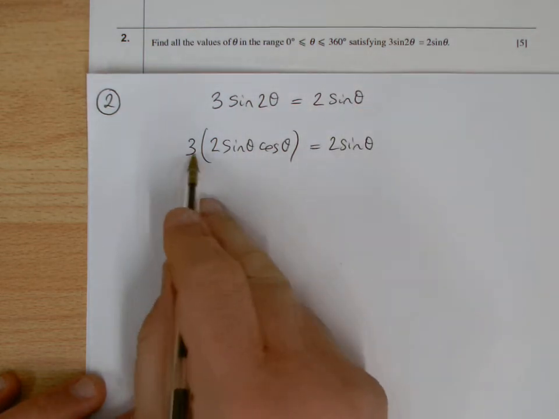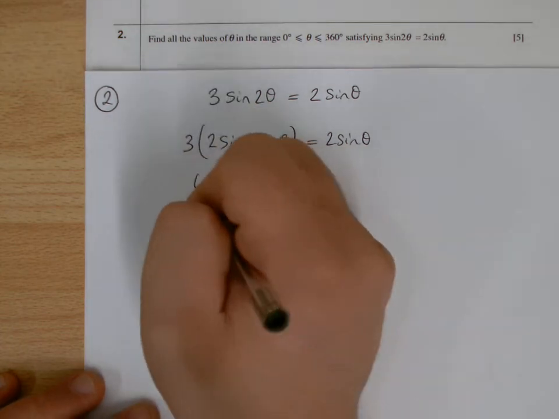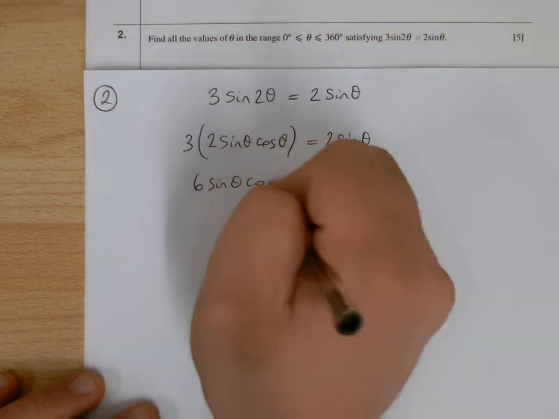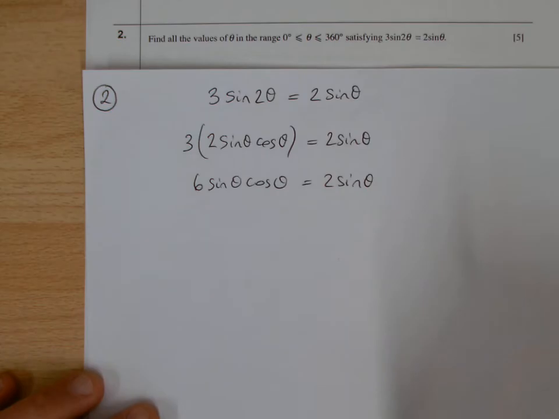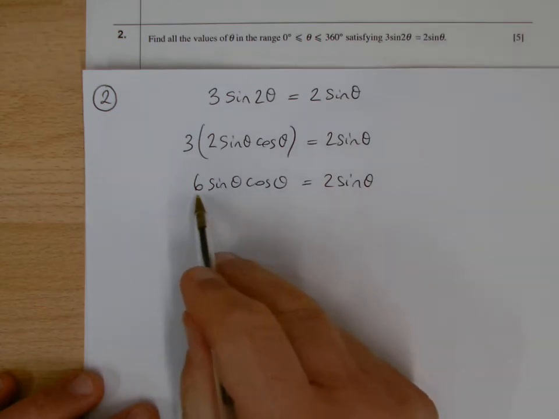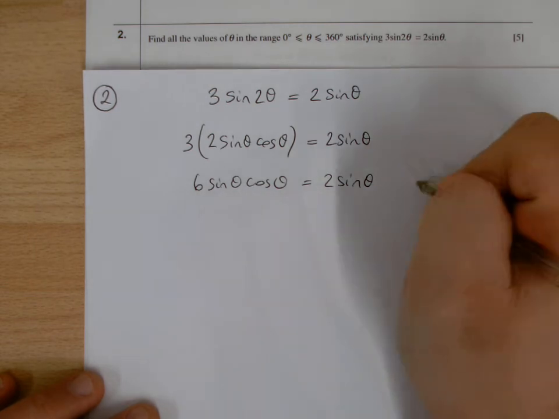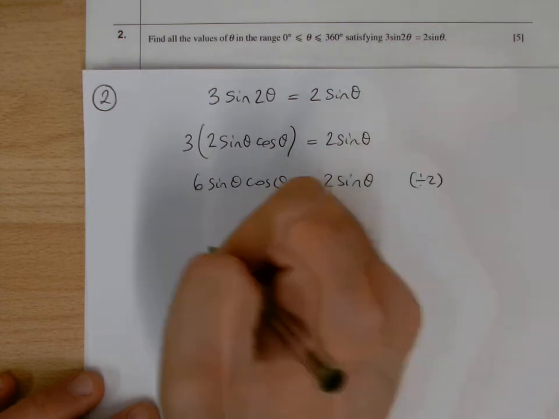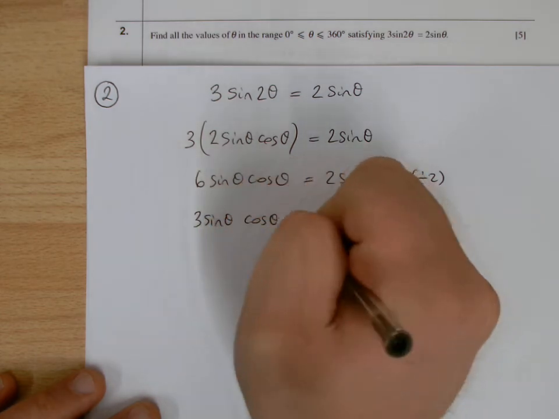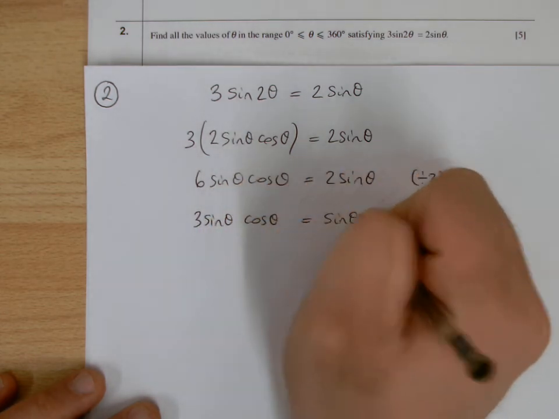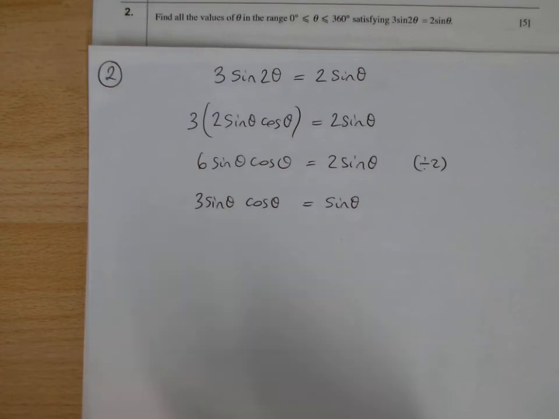So we can then times it by the 3, so we get 6 sine theta cos theta equals 2 sine theta. Okay, we could even see we've got a common factor of 2, so we could divide through by 2. So we get 3 sine theta cos theta equals sine theta.